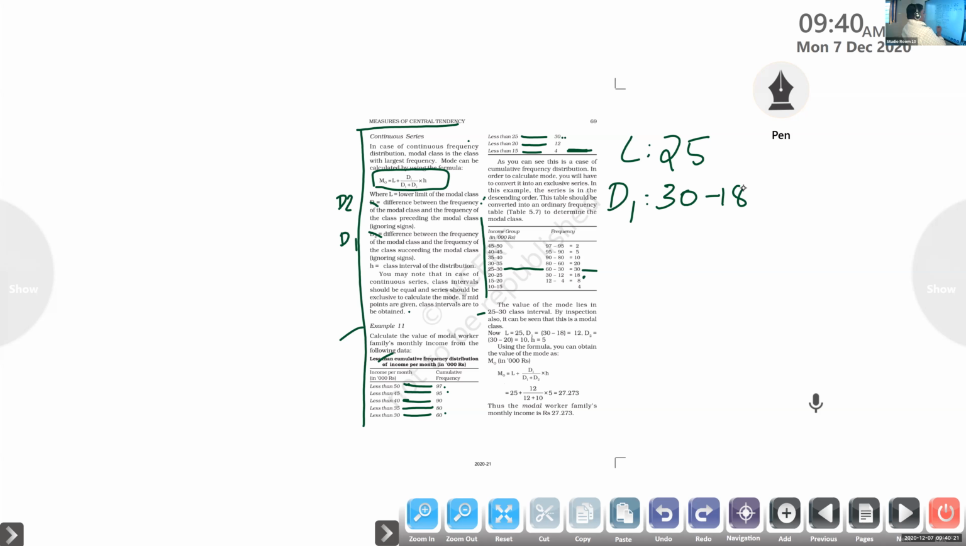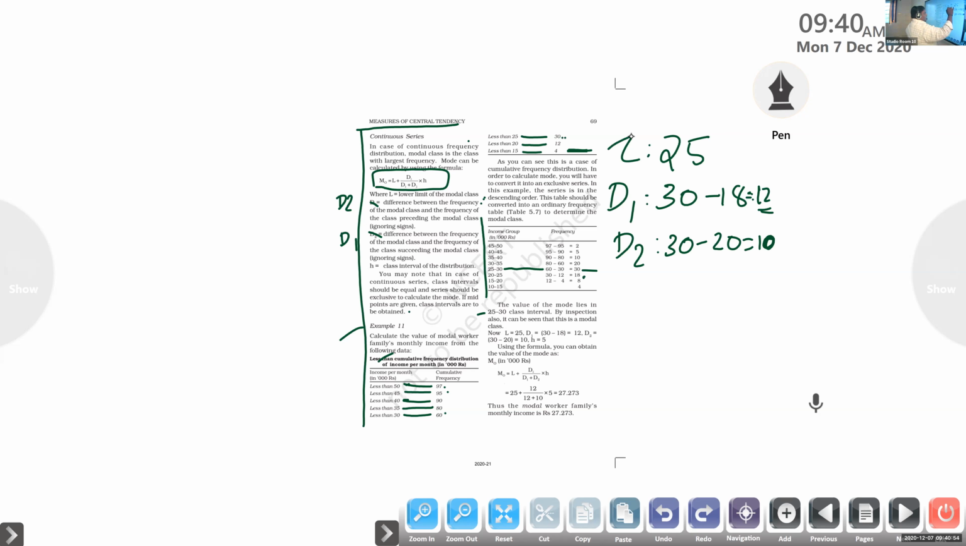30 minus 18. What is the answer here? 12, right? So the value of D1 is 12. Next one, D2. D2 is the difference between the frequency of the modal class and the frequency of the class preceding the modal class, which means again 30 minus 20. Preceding the modal class, 30, just above that 20. So the answer is 10. All right. Next one.